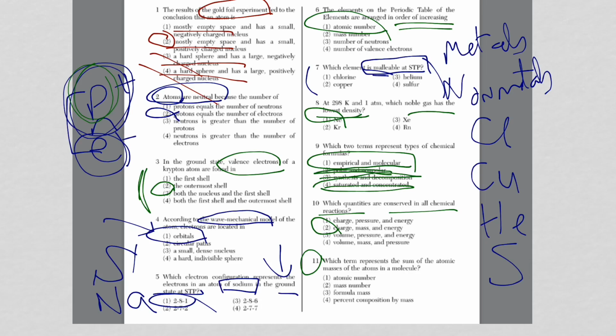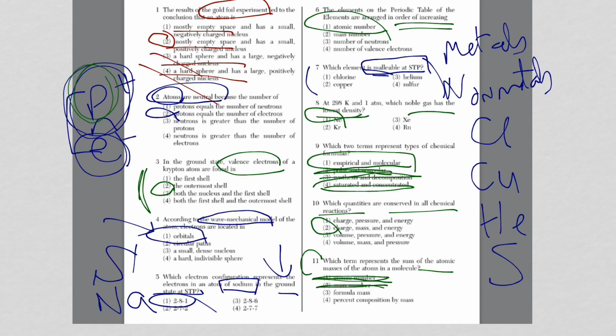For question 11, which term represents the sum of atomic masses of an atom in a molecule? All right, so if it's the sum of masses, first of all, you know darn well it's not going to be the atomic number. That doesn't make any sense. Okay, it's the sum of atomic masses. That doesn't make sense for mass number either. Mass number is just the number of protons and neutrons in a nucleus.